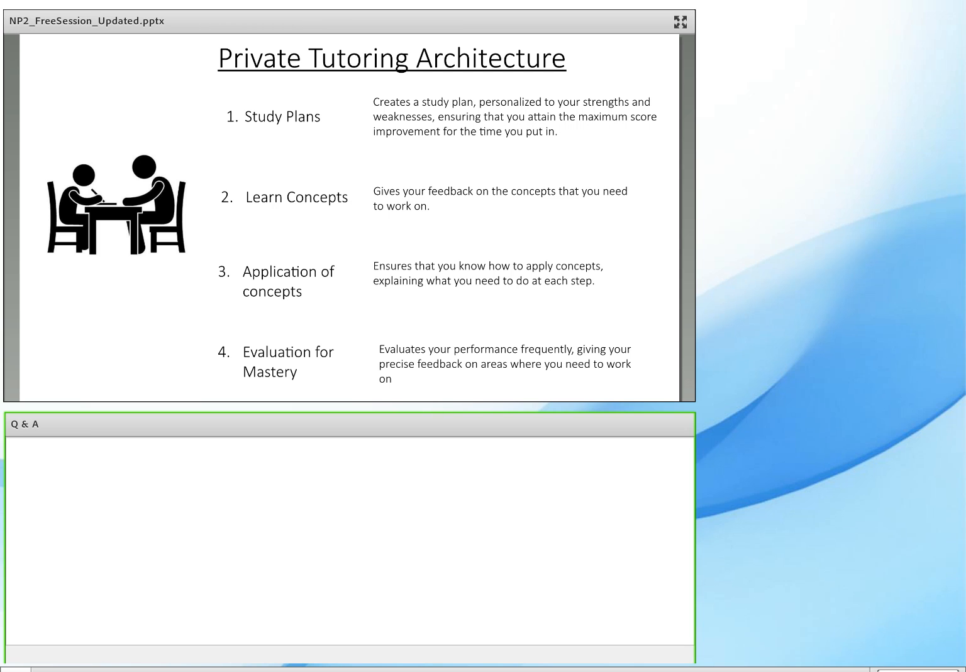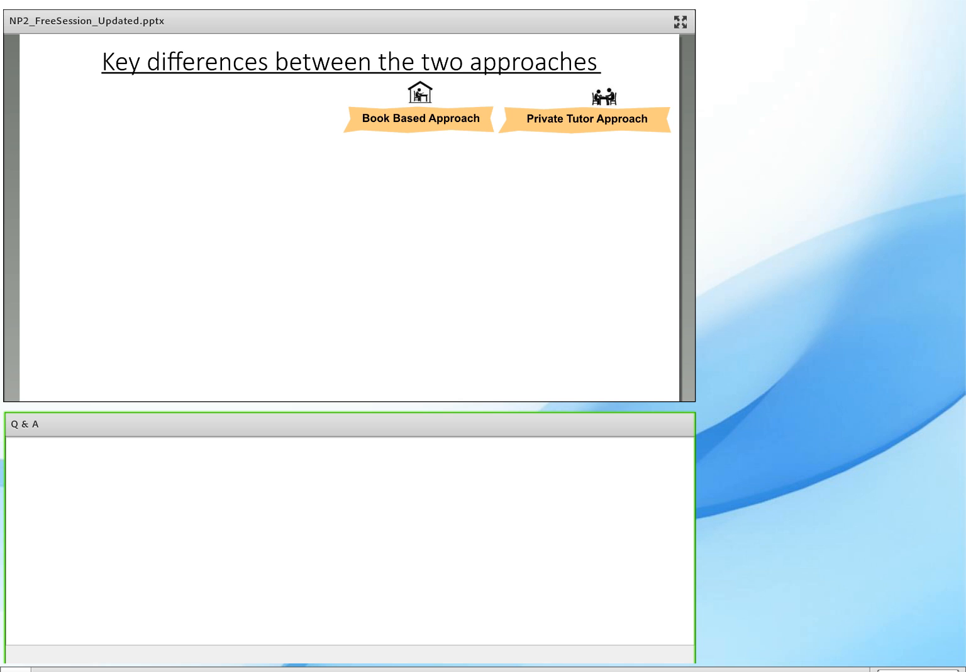And when it comes to evaluation of mastery, as you're practicing, a good private tutor would constantly evaluate how well you're doing, and when he or she feels that you've reached a certain level of mastery, he would then have you move from one particular topic to the other.